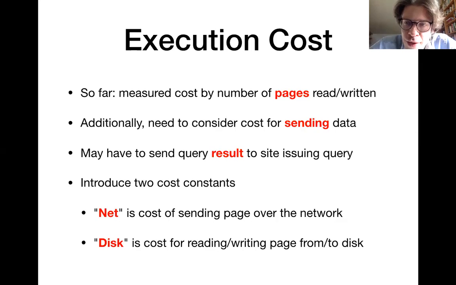So in the following, we're going to work with two constants. One is the disk constant, and that is essentially the cost per page for writing or reading to or from hard disk. And then we have the constant net, which symbolizes the cost of sending a page over the network. So this is again a very simplistic cost model, but it already gives us some intuition for the pros and cons of different join methods that we are going to discuss in the following.